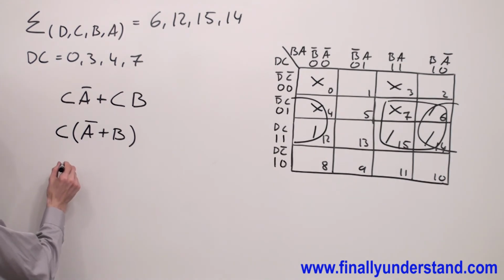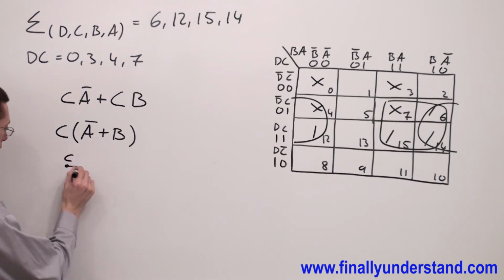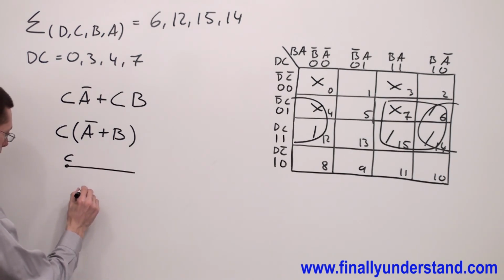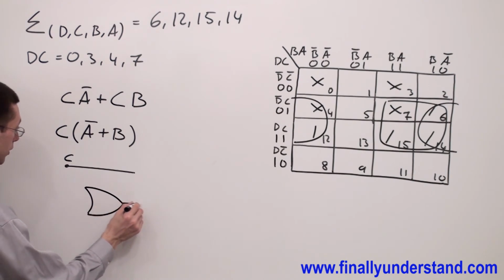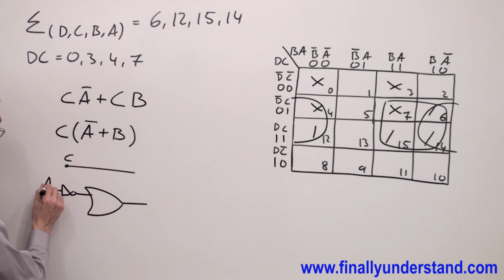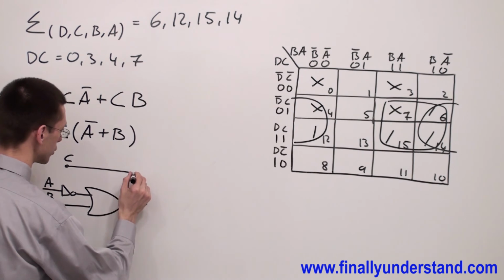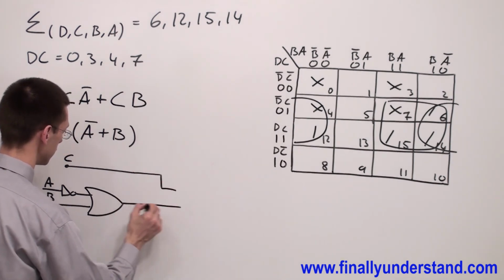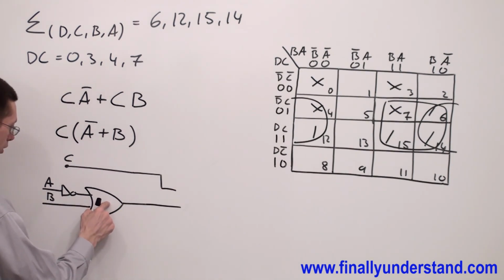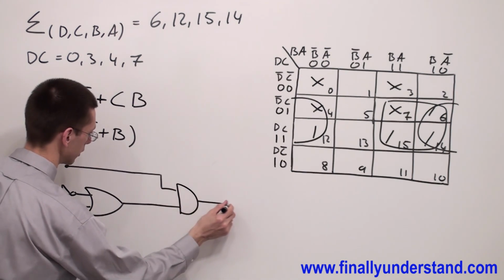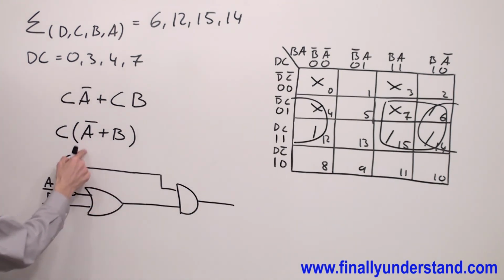I have input C and I have an OR gate with inputs A naught and B. Input C has to be ANDed with the output of this OR gate. These are the solutions to my problem.